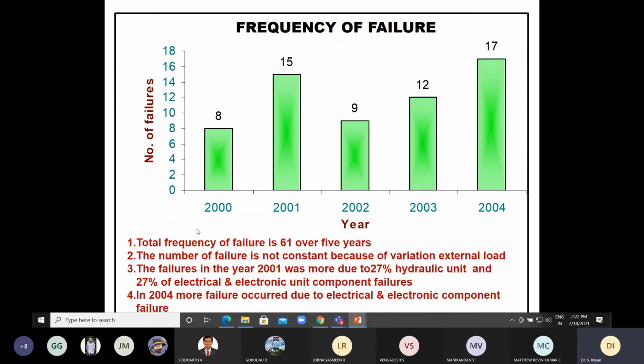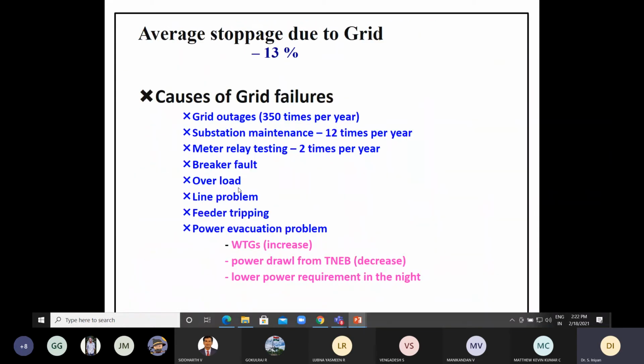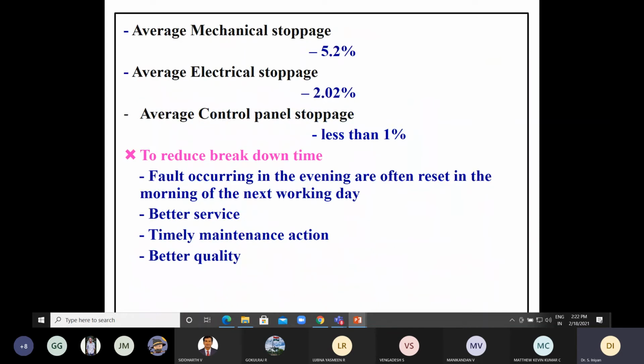And here is the frequency of failure. Your x-axis shows the number of years, and your y-axis shows the number of failures. So in the year 2000, eight failures occurred. In the previous slide, I told you the failures due to grid stoppage, mechanical, electrical and control panel stoppage. Only these four major stoppages I am mentioning here. Apart from this, for some emergency cases, we also stop the operations of the wind farm.